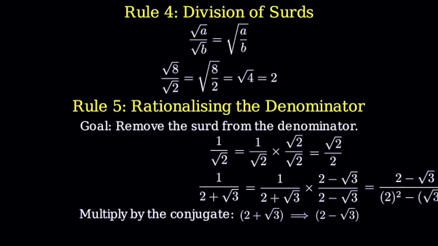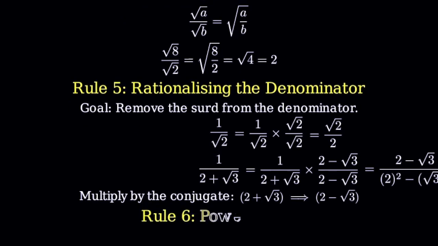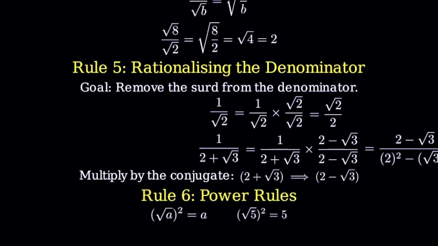Finally, Rule 6 involves powers. There are 2 key power rules related to surds. First, the square of a square root cancels out the root. The square root of a all squared equals a. For example, the square root of 5 squared is just 5.